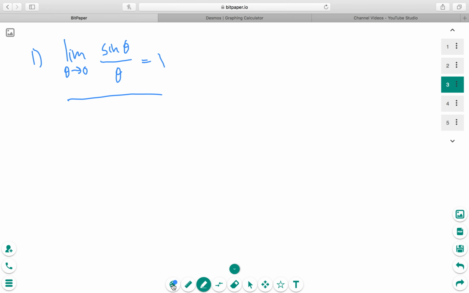And the second property is if we take the limit, as theta goes to 0 as well, of the cosine, not the cosecant, sorry, the cosine of theta minus 1, all over theta. That is equal to 0.